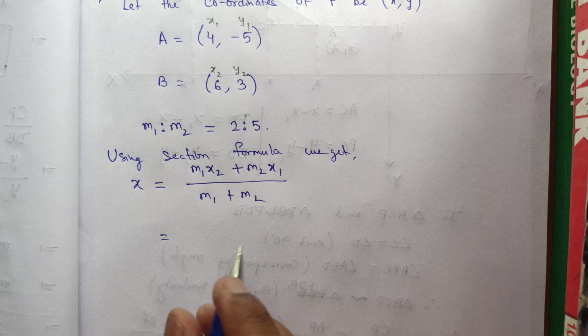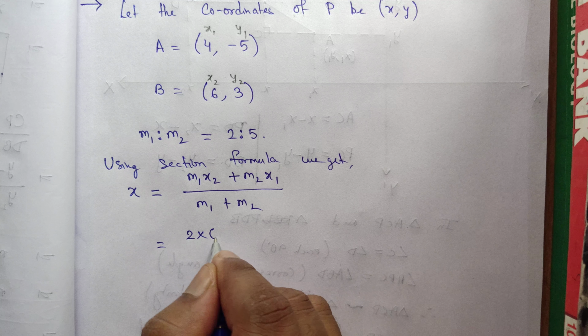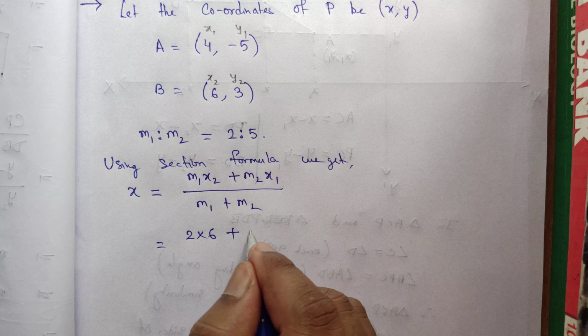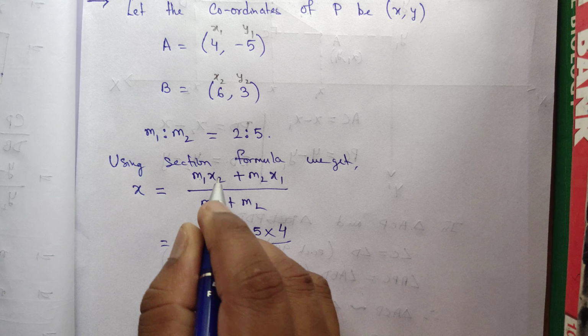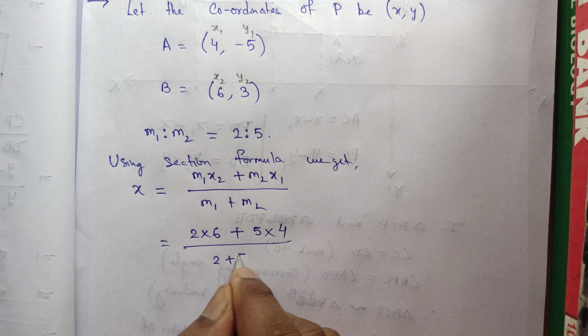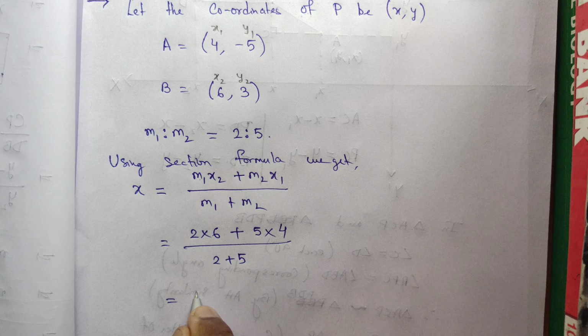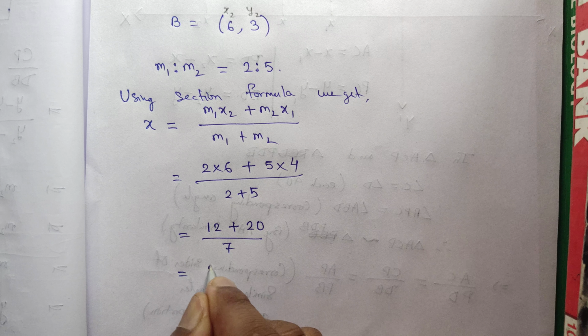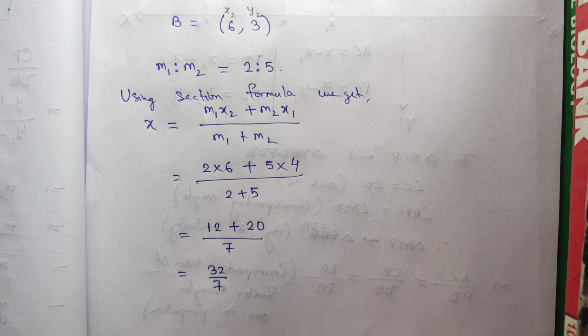So now put the values. You have m1 and m2. m1 is 2 into x2, which is how much? See here, this is your x2, 6, plus m2 is how much? 5, and x1 is how much? 4, by m1 plus m2, that is 2 plus 5. Okay, so this becomes (12 plus 20) by 7, that is 32 by 7. This is x. Now let's go for y.